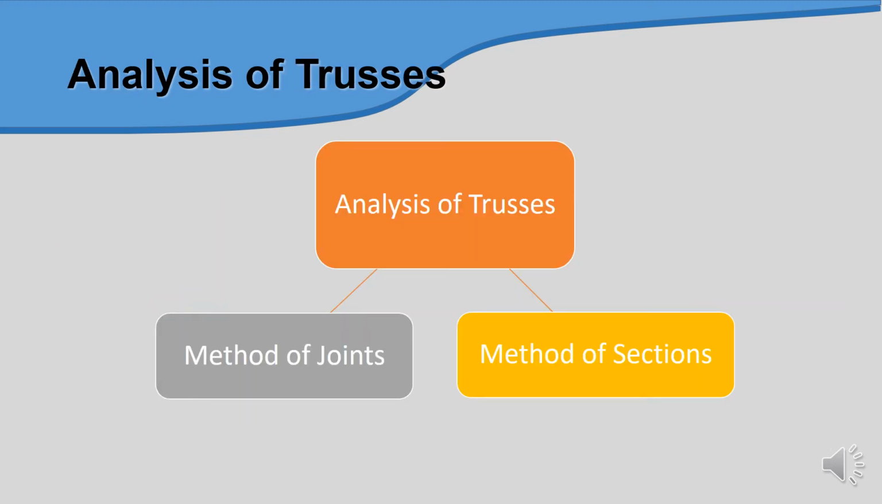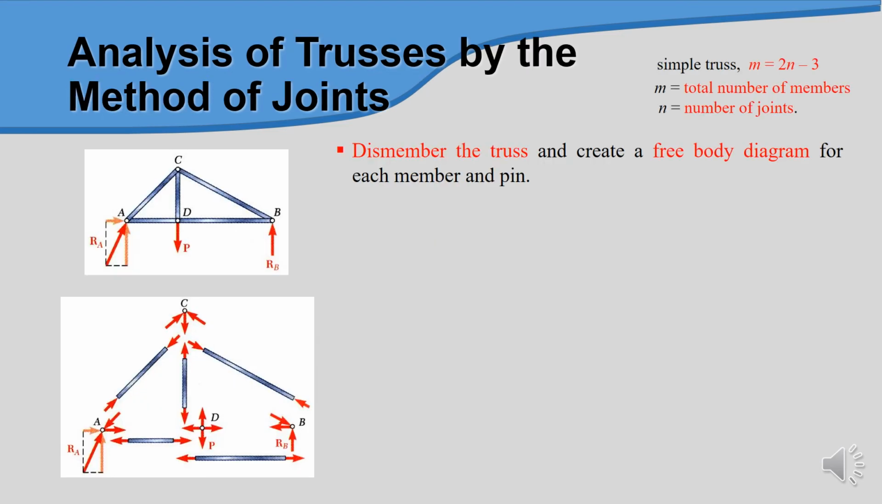We will go for the analysis of truss. We have two methods: the method of joints and the method of sections. Later on we will go into these methods, but first we need to look at an example of a simple truss. So this is the example of a simple truss. We have two triangles attached together.